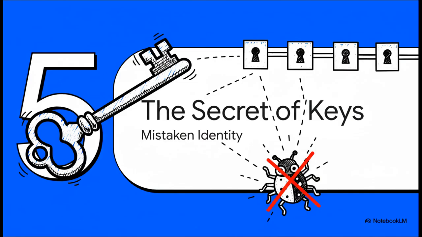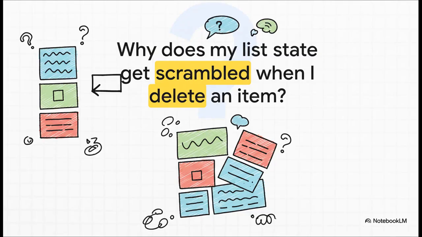All right, for our final piece of the puzzle, let's talk about something a little more advanced, but so important, especially when you're working with lists. Let's talk about keys. They are the solution to a super common and really frustrating bug. You've been there, right? You have a list of stateful items. Maybe each one has a unique color or some text in a field, and when you delete an item from the middle of the list, suddenly all the colors or text of the items below it gets scrambled. It's a classic case of mistaken identity.